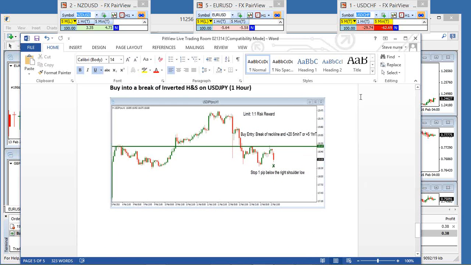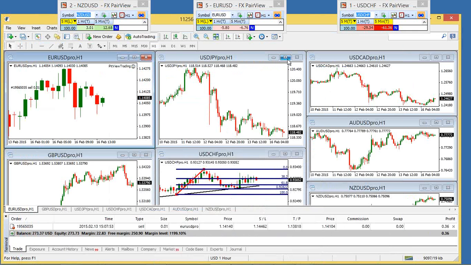The other one that we had, we only really looked at 3 different opportunities from Friday. The other one was on this inverted head and shoulders that we had on the dollar yen. This was also kind of a short-term swing trade opportunity. The euro dollar, I'm sorry, dollar yen.